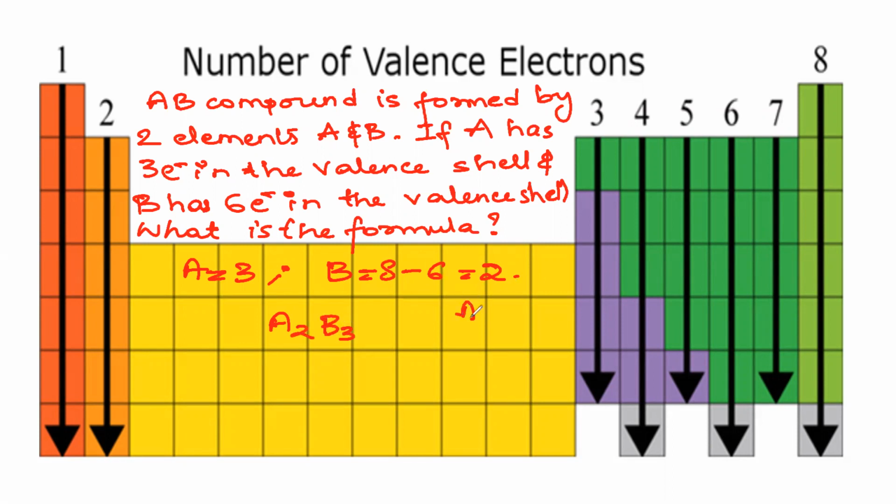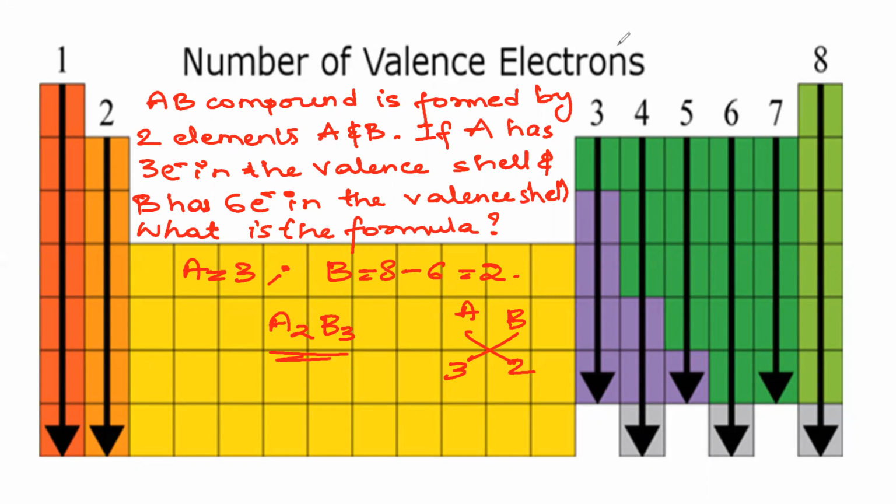They will give options A3, B2 also, but you have to take A is 3, B is 2, crisscross method. If there are any common factors, we can divide that. But since 3 and 2 do not have any common factors, the answer is A2, B3. So in this way. Now, the number of valence electrons in a group remains the same.